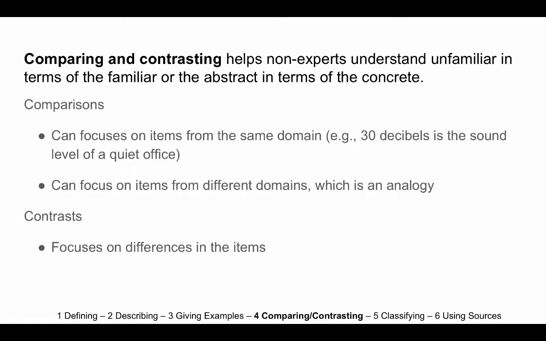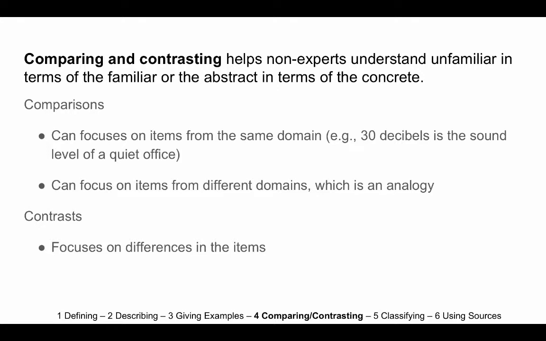The next strategy is comparing and contrasting, and again it helps non-experts understand unfamiliar in terms of the familiar this time, or the abstract in terms of the concrete, so things that are unfamiliar to them or things that seem abstract. Comparisons can focus on items from the same domain. So 30 decibels is the sound level of a quiet office. That's quite helpful to compare that sort of abstract measurement to something that people might be familiar with.